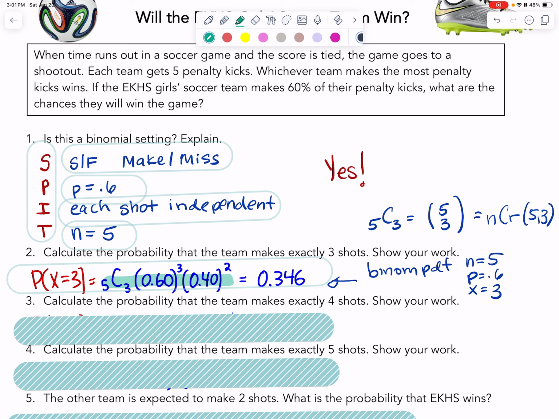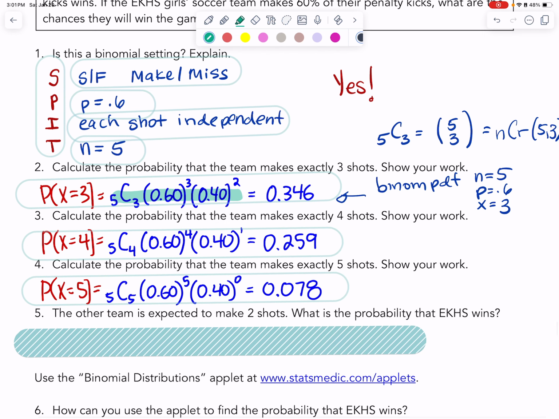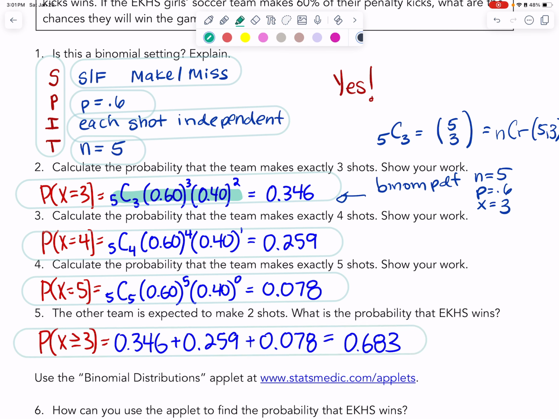Okay, for the next one, do the same thing for 4, and then the next one for 5. It says the other team's expected to make 2 shots. So if they make 2 shots, then if I made 3, 4, or 5, I would win, and so the probability is just adding all those up. This one is called a CDF on your calculator. The C means cumulative, it means add them all up.